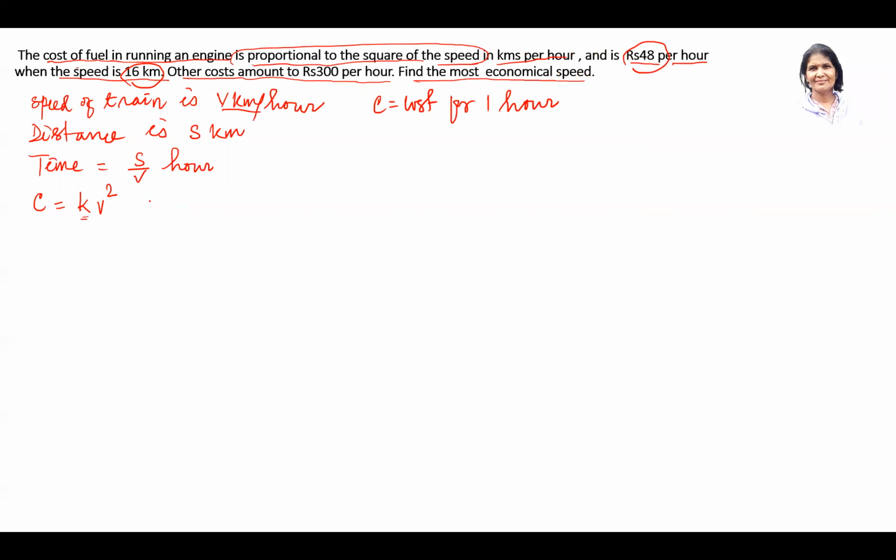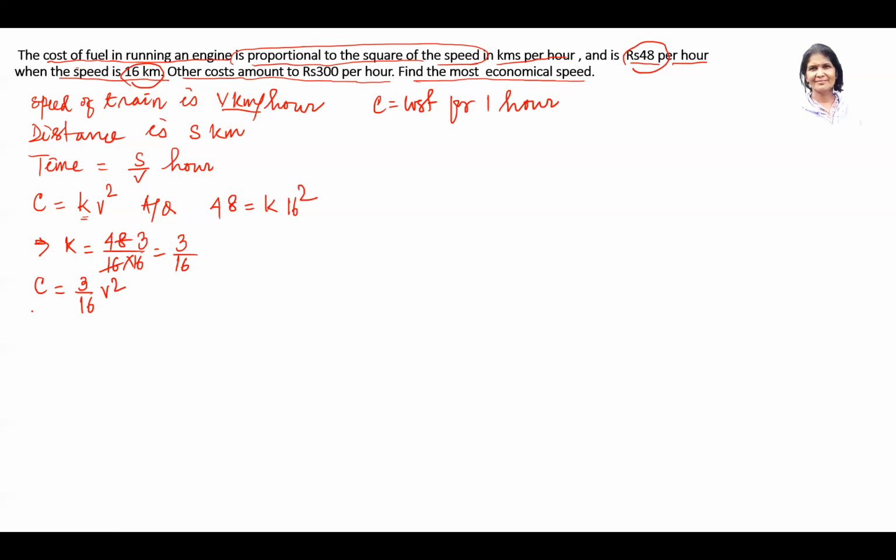According to the question, cost is given 48, K is not given, V is given 16 square. So I'll get K is equal to 48 upon 16 into 16, that will be 3 by 16. So I got K. Now I can write the C expression. C should be K V square, K is 3 by 16 into V square.